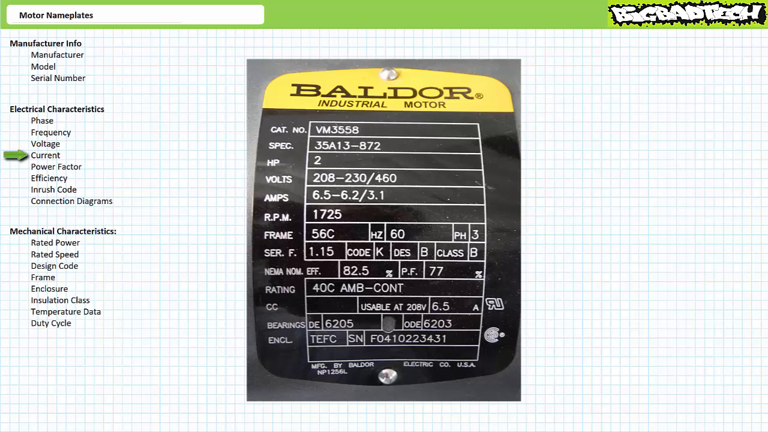Current. The current entry on a motor nameplate specifies the amount of current drawn per phase when the motor is operated at the rated condition. As with the voltage entry, dual voltage motors often have two entries in the current field, one for the low voltage configuration and another for the high voltage configuration. In our previous example, this 2-horsepower motor draws 6.5 amps per phase in the 208 volt low voltage configuration, 6.2 amps in the 230 volt low voltage configuration, and only 3.1 amps per phase in the high voltage 460 volt configuration. We'll discuss electrical power in a moment.